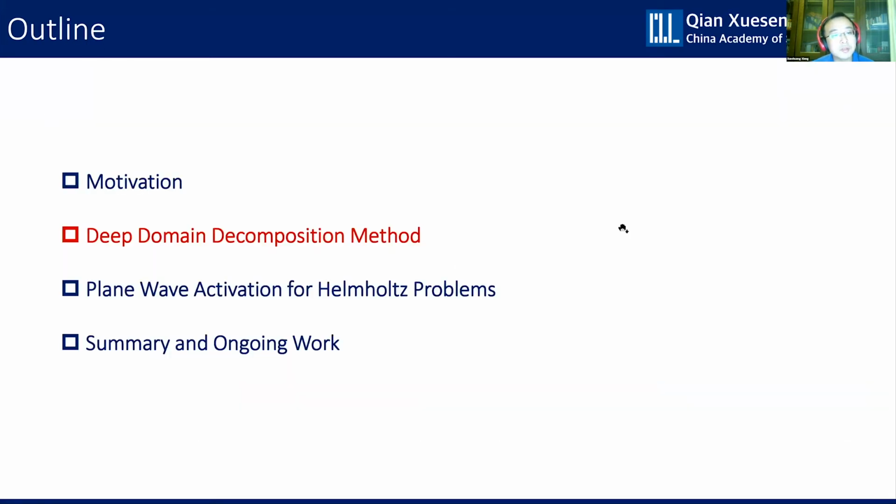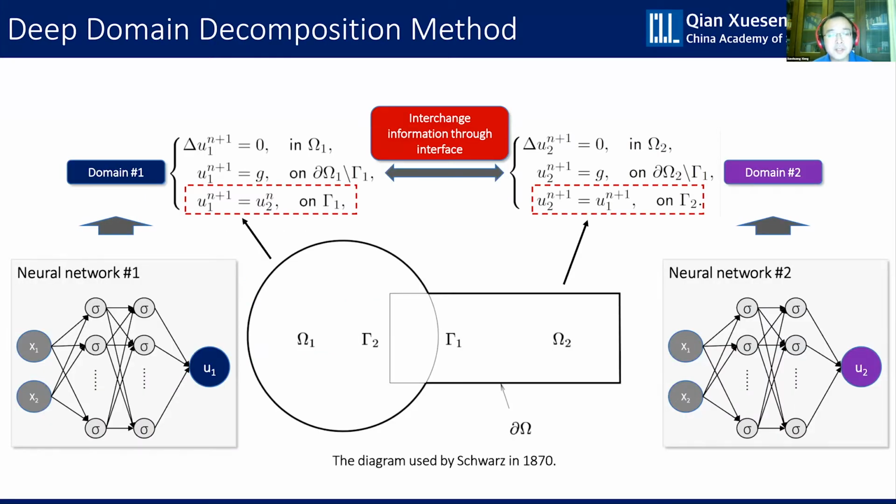The first one I want to introduce is the deep domain decomposition method. The idea is very natural. For instance, we take the classical domain decomposition, the Schwarz method, for example. Here we have a problem on the domain omega. First, we divide omega into two subdomains, omega 1 and omega 2, with the corresponding subproblems. The domain decomposition method is that we solve these two subproblems separately, and at each iteration step, we interchange the information through the interface. This is the basic idea.